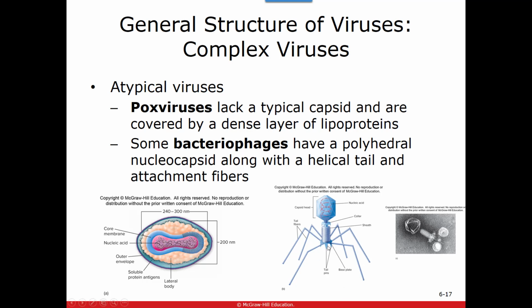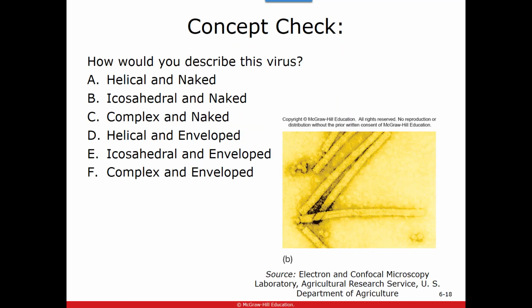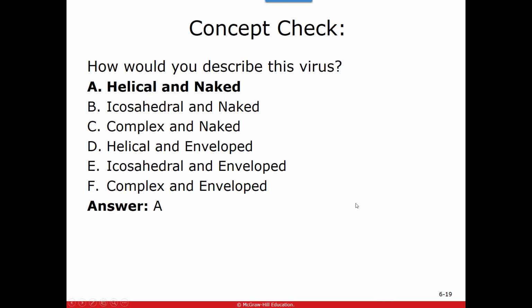Now, just looking at this particular structure, how would you describe this particular virus? So again, we're looking at the shape of the capsid. Is it helical, icosahedral, or some complex shape? And just based on the picture, does it have an envelope or not? So is it enveloped or naked? Well, this one is a helical shape. Sorry, the picture didn't go. It is a helical shape and it's naked. It doesn't have an outside envelope. It's just that helical shape, and it's going to have that nucleic acid on the inside.